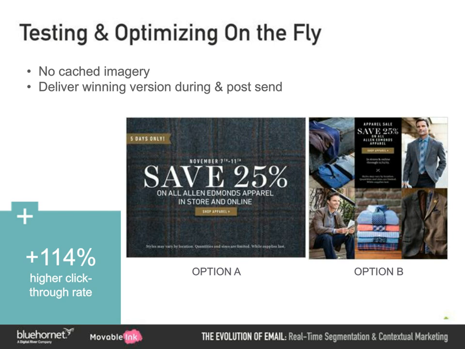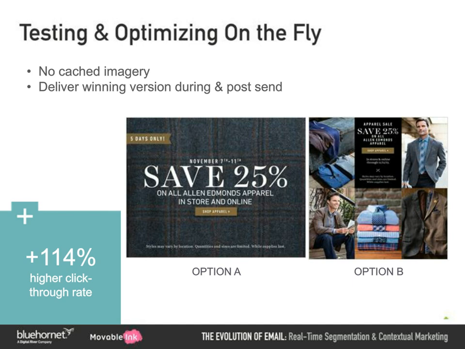So in this case, we ran an A/B test, option A and option B, A being a swatch of the fabric and really talking about the sale itself, and B talking smaller about the sale but showing more about the apparel. So on the model, the sweaters, the jackets, the shirts and ties, more variety. And what we found is just overall being able to test this and change this live brought in an increase of 114% click-through rate.